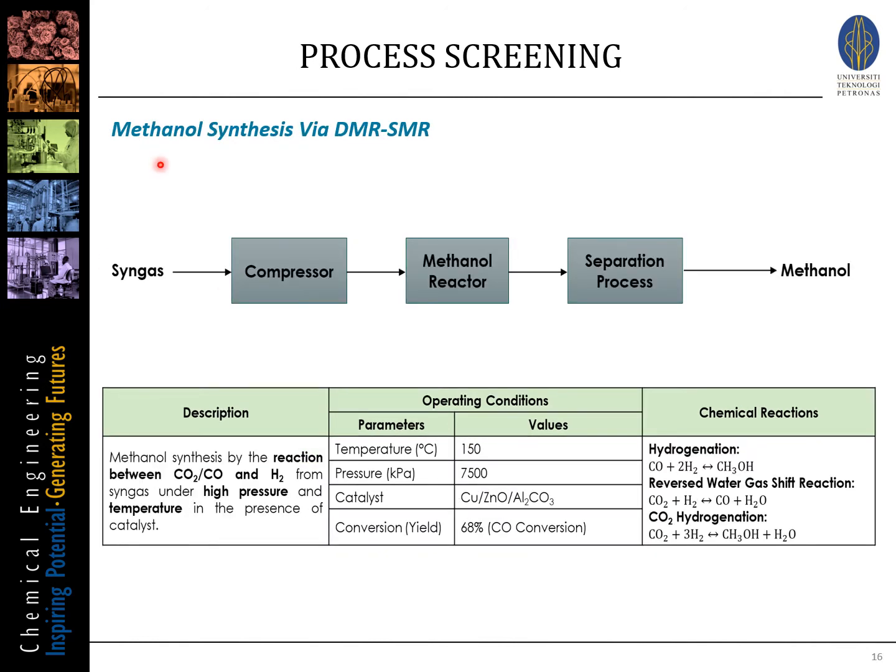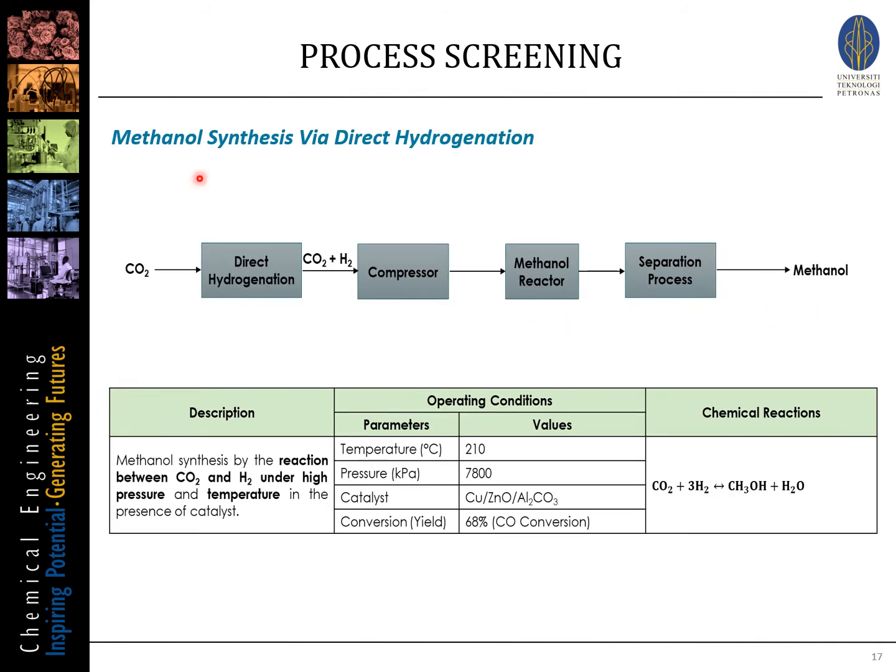So here is the methanol synthesis, in which the syngas that is produced from the SMR and DMR reactions is then fed into the methanol reactor under high pressure and temperature in the presence of catalysts to produce the methanol. And here is also the methanol synthesis, but the methanol is produced from direct hydrogenation, in which the methanol is synthesized by the reaction between CO2 and H2 under high pressure and temperature, and also in the presence of the catalyst.